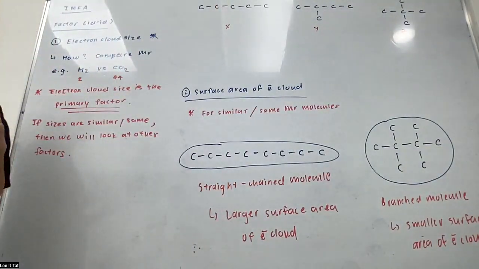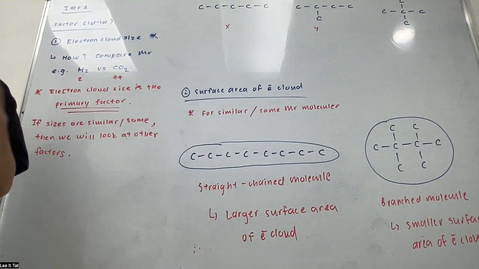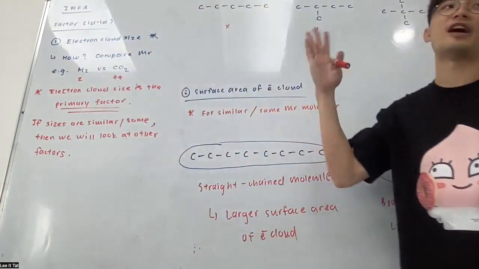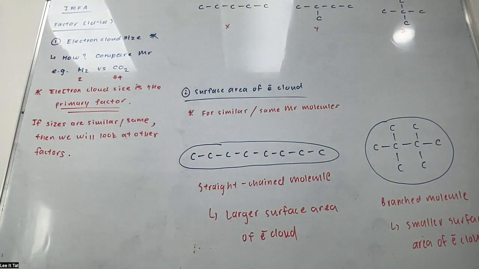Okay, guys, can we compare the size of the electron cloud for these 3 molecules? Okay, we can't because they all have 5 carbons. What should we do then?